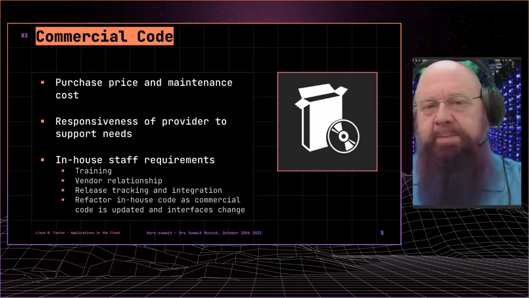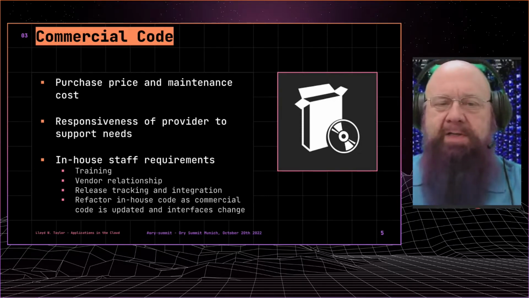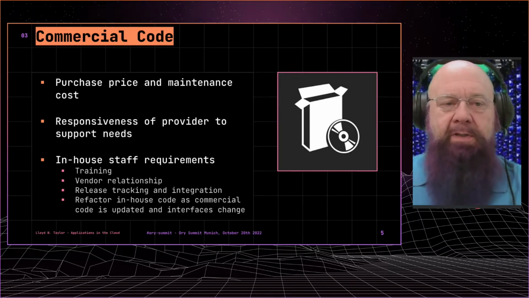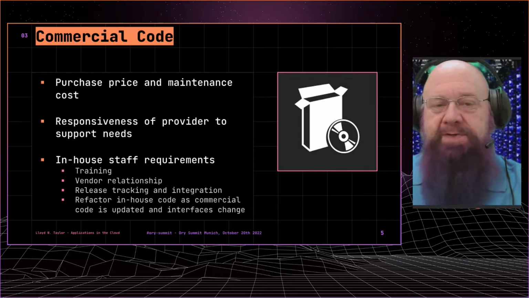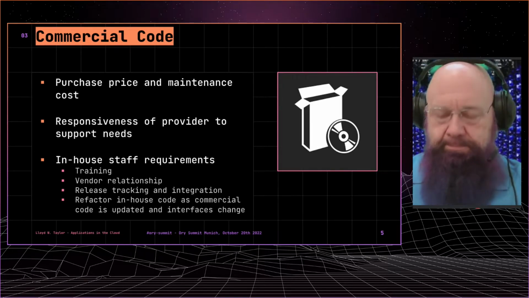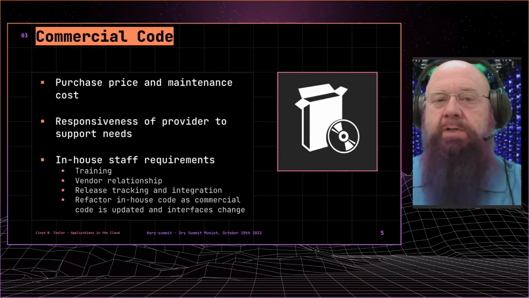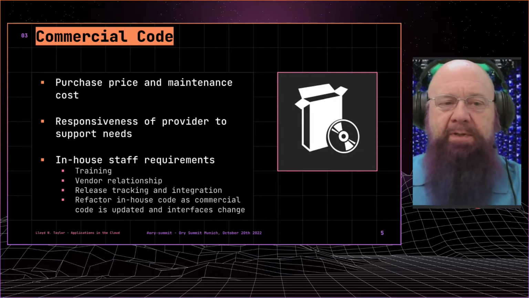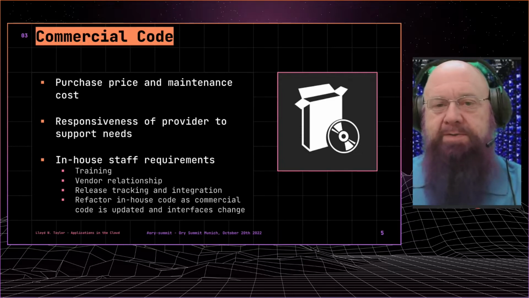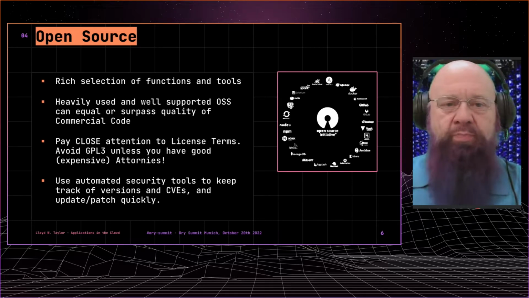The thing that a lot of people don't think about is there are still in-house staff requirements for commercial software. Someone has to be trained on how to run it. We have to maintain the vendor relationship, contract negotiations, release tracking. Every time the vendor comes out with a new release, that has to be factored into what we're building. And the other thing that people often don't think about is every time there's a release in the commercial code, there's a high probability that we're going to have to refactor some of our in-house code to adapt to that. Next slide, please.